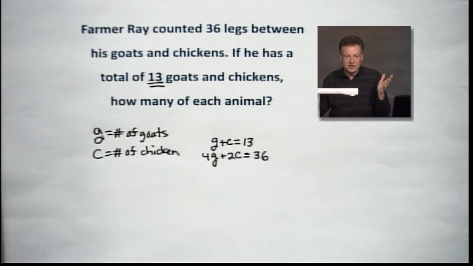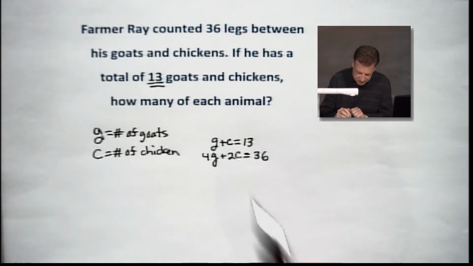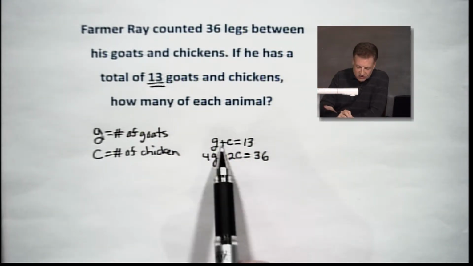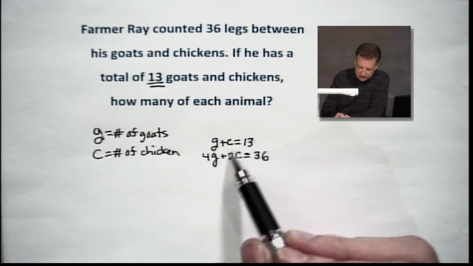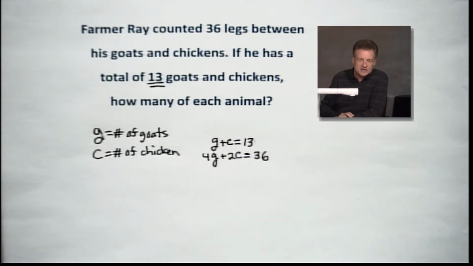Now, does that make sense to you? All right, we're in the farm. Farmer Ray has done some stuff here. And look at what's going on. Goats and chickens, they're 13 animals. 4 legs, 2 legs, 36 legs in all.